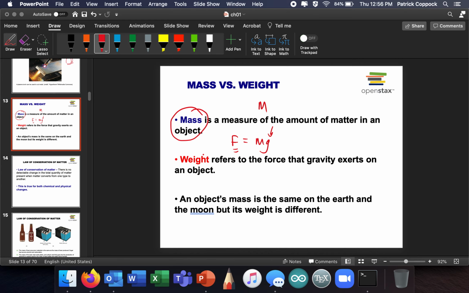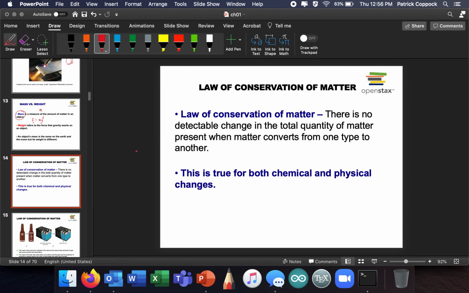An object's mass is the same on the Earth as it is on the moon, but its weight is different because gravity is different on the moon. Okay, so let's talk about the law of the conservation of matter. This chapter is really mostly about matter, okay?